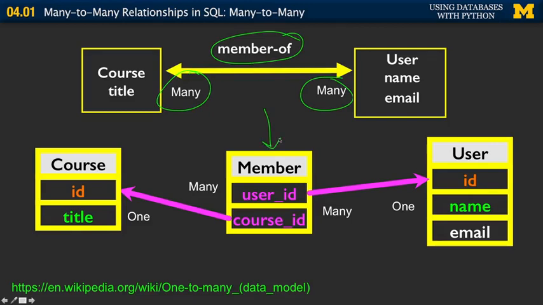We call this the membership table, or a table called member. We still have a user table and a course table, and we have a primary key in the course and the user table. And what we do is we have this member table where each row has two foreign keys.